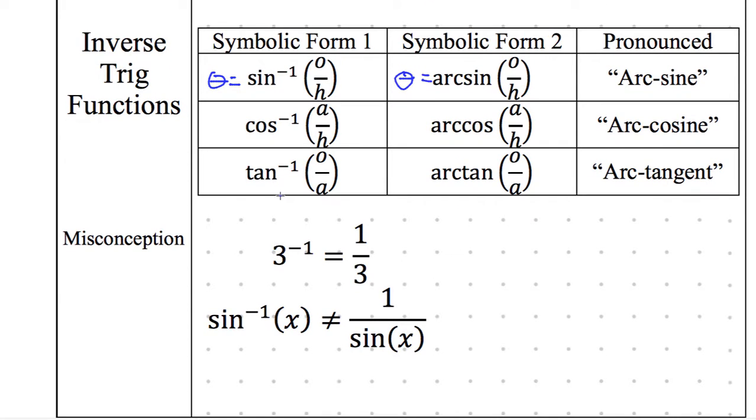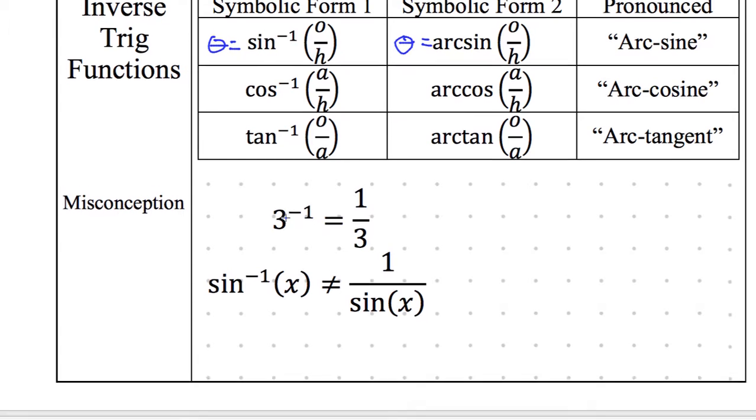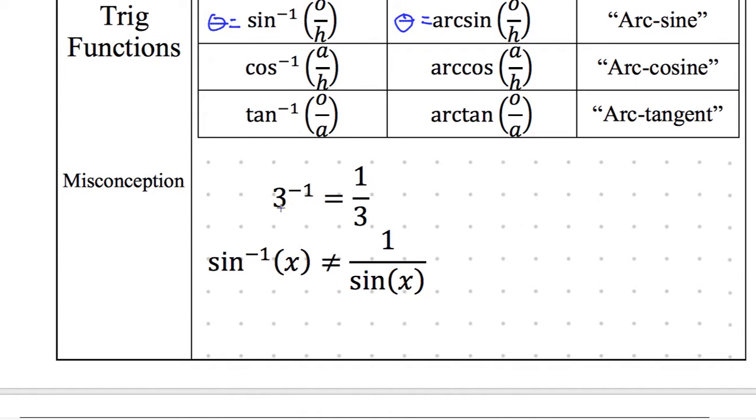Let's move on to a misconception that I hate. I hate this so much because this is really poor notation. Whoever invented the notation, we need to look them up and give them evil glares because they have horrible notation. So this is true. If I have 3 to the negative first power, it is indeed equal to 1 over 3. But sine to the negative first power is not equal to 1 over sine. So don't think of this as 1 over sine, just think of it as arc sine, its own function that goes backwards.